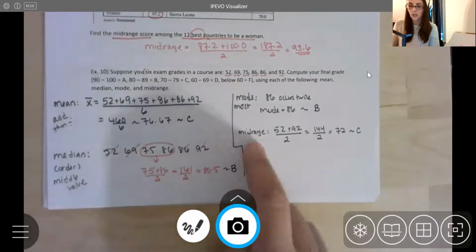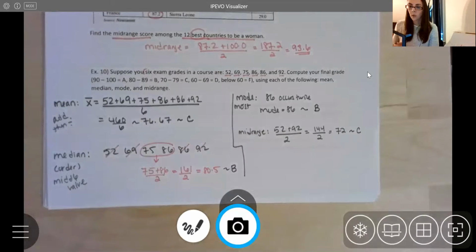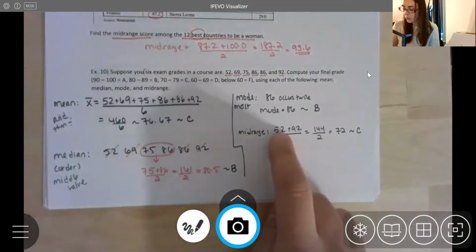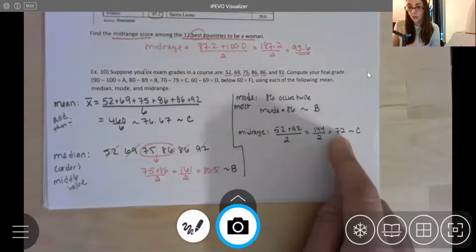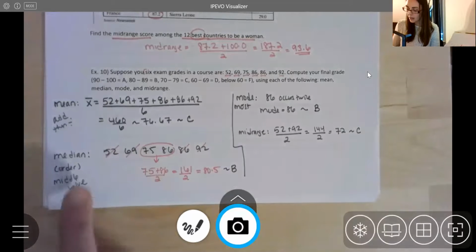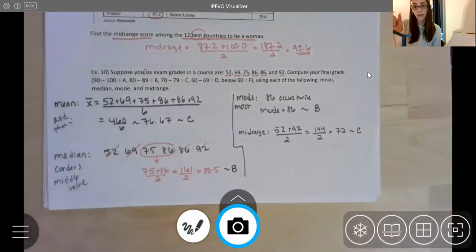So you can see that mid-range is really swayed a lot by your upper and your lower value, right? That lower value of 52 is really pulling down that mid-range, right? So you're getting a 72 there instead. Whereas the median focuses, let's say, more on the middle core group. So it almost disregards your highest and lowest values and focuses on the middle, where most of your values were instead.